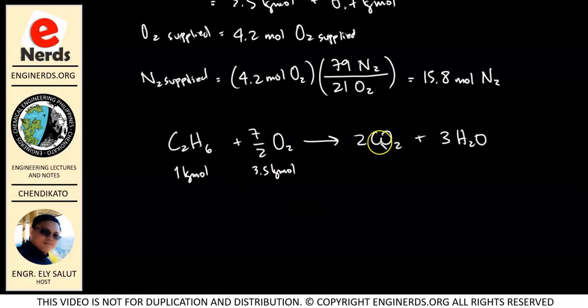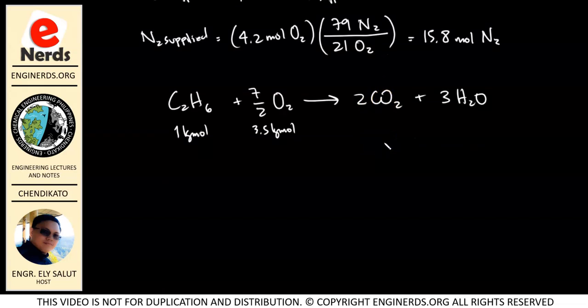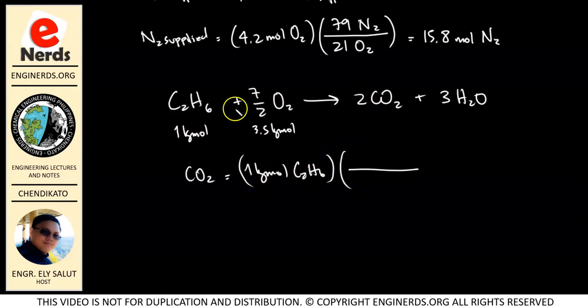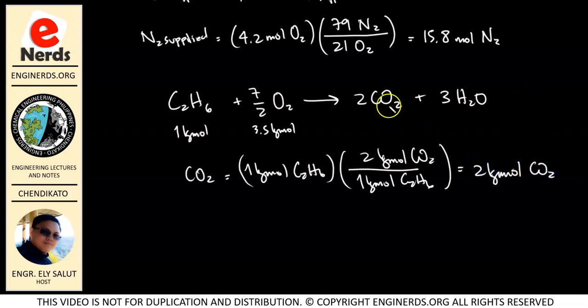And then we have CO2 here. So how much CO2 is formed in our product? So CO2 is equal to, for every 1 kilogram mole of C2H6. Okay, since this is a complete combustion, all of our carbon here will be burned to carbon dioxide. So for every 1 kilogram mole of C2H6, we have 2 kilogram mole of CO2. Okay, so that means for our CO2, we have 2 kilogram mole.